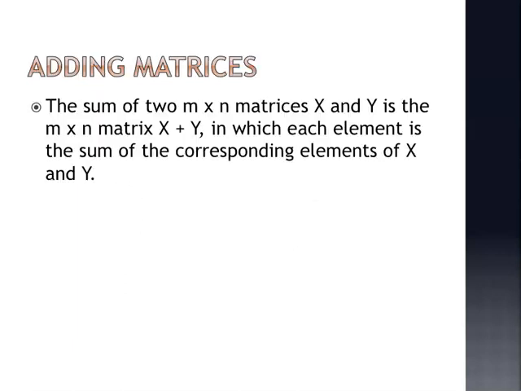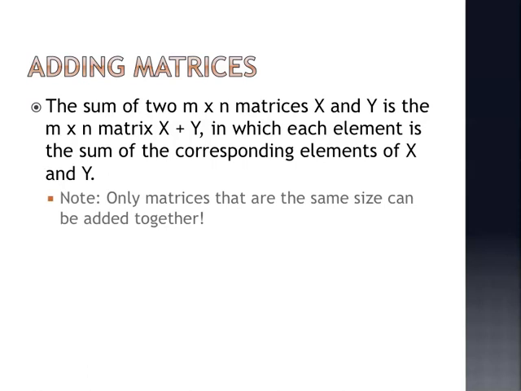Now when it comes to adding matrices, we can sum two m by n matrices X and Y by summing each element in each of those matrices together. Now note that this only works if the matrices are the same size. If they're not the same size, then you won't be able to add the two together.